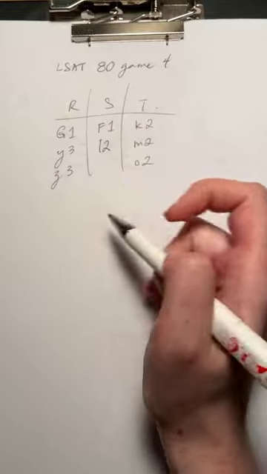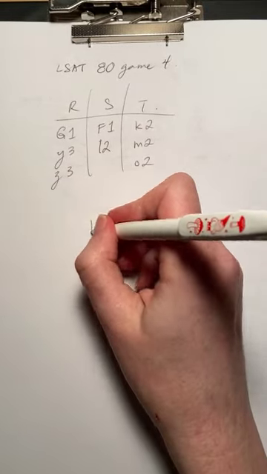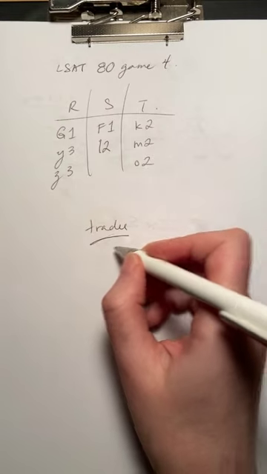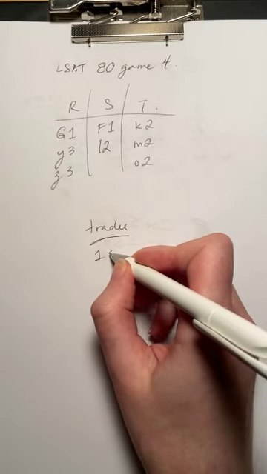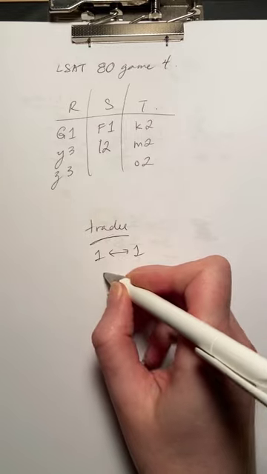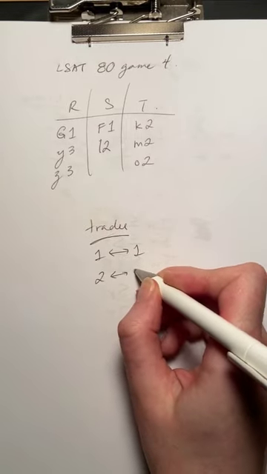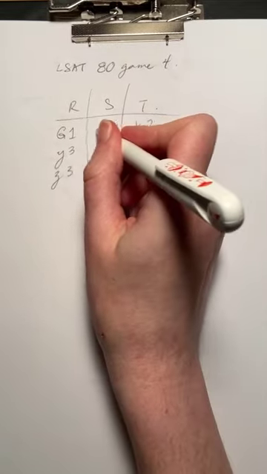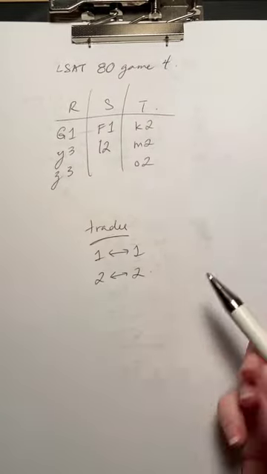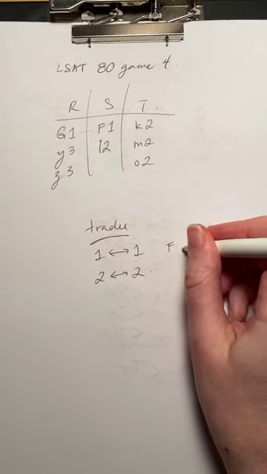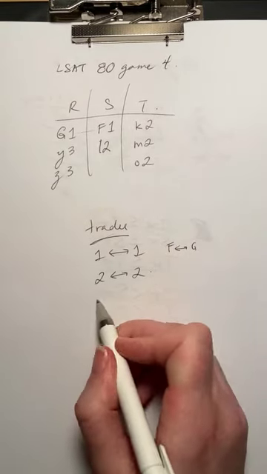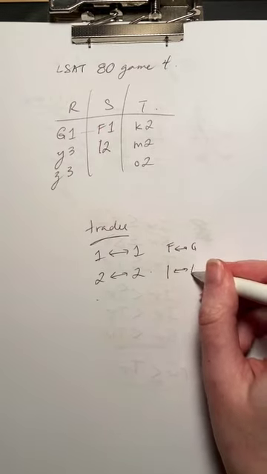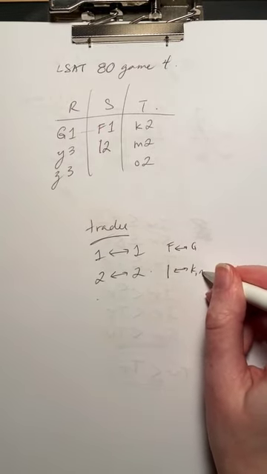And then the trades. We're looking at trades here that are allowed. So we can trade the 1s back and forth. We can trade 2s back and forth. So trading these guys for each other would be allowed. So that's an example of a trade there. 2s, we could trade an L for a K, an M, or an O.